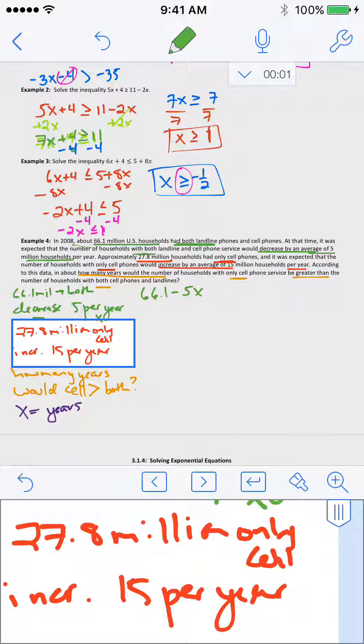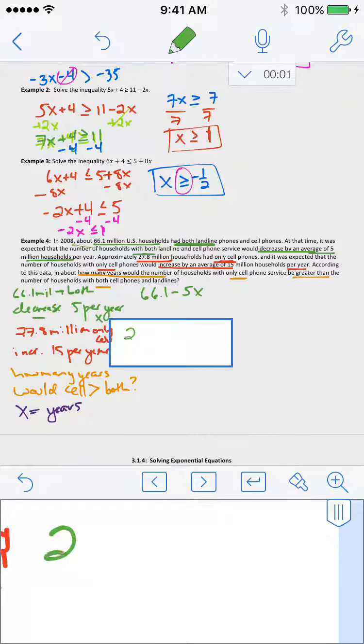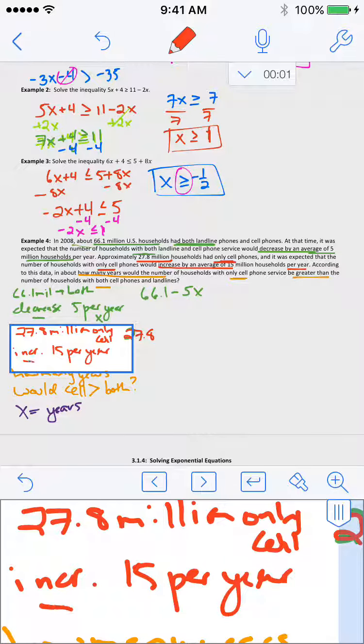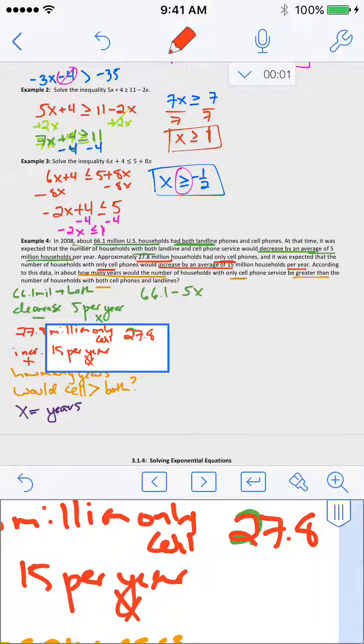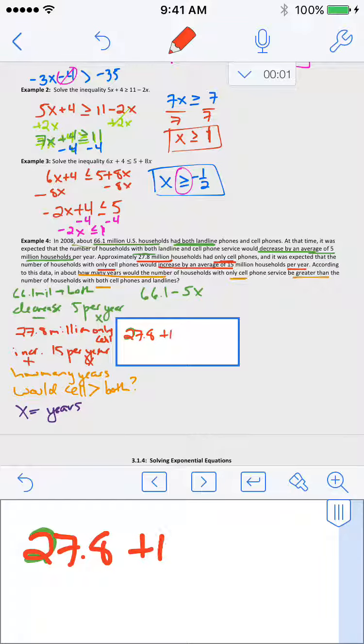Anyways, so I've got 27 to start with. Let's do it in red because it's about cell, right? 27.8 to start with. Increasing means to add. 15 per year is the x's. So plus 15x. That's my expression. Sweet. Now, I have to be careful when I set this up in the equation, in the inequality, right?